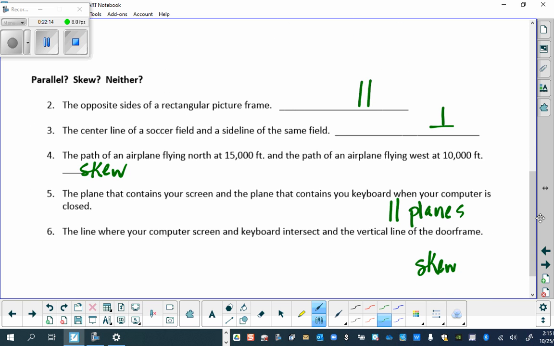Hey, number 2, those opposite sides of the picture frame, there's a parallel, center line of soccer field, perpendicular. I hope those airplanes are askew or else they're crashing. When you close your computer screen, you've got parallel planes. And the line where your computer screen and keyboard meet, and whatever door frame is in the room, those are going to be skewed.